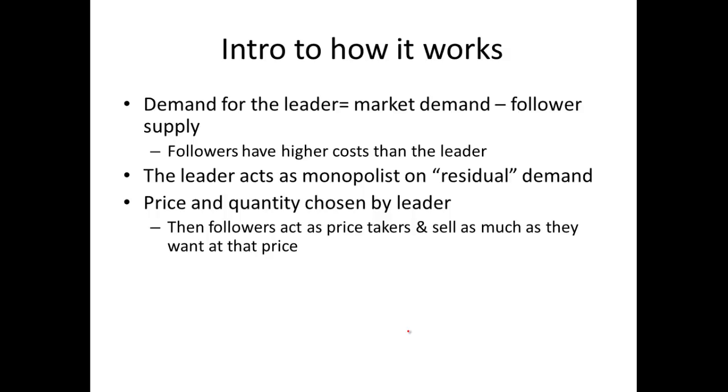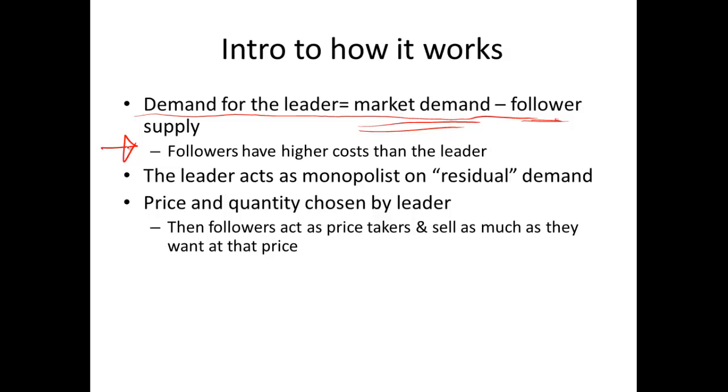Now, how would that work? Well, here's how it's going to work. There's a market demand curve, as there always is. And the demand for the leader is going to be the market demand curve minus follower supply. And the really key fact here is that followers have higher costs than the leader. I mean, otherwise, why would they be a small fringe of followers as opposed to the leader themselves?